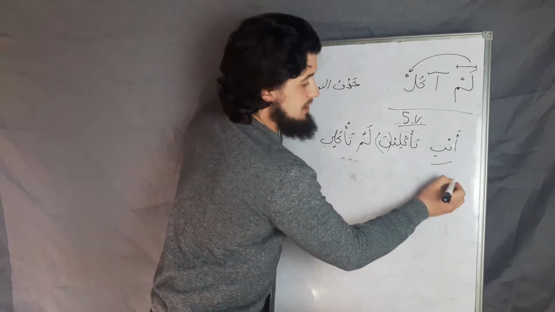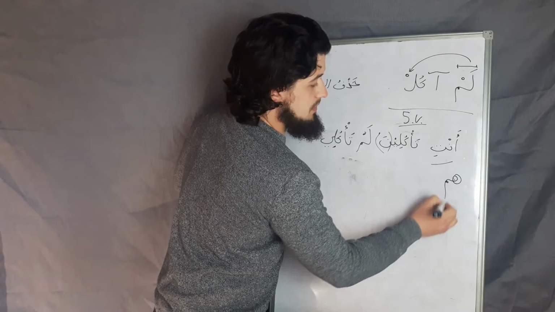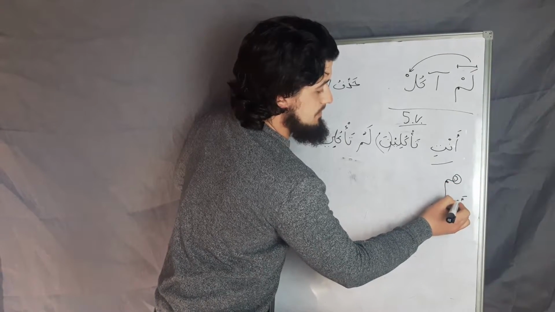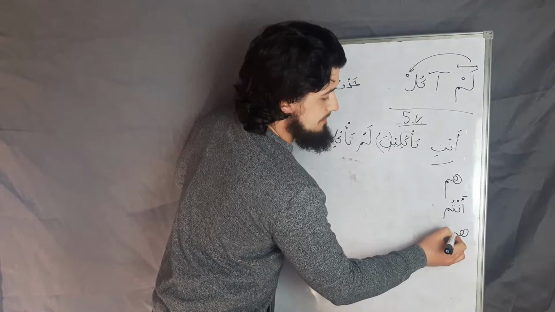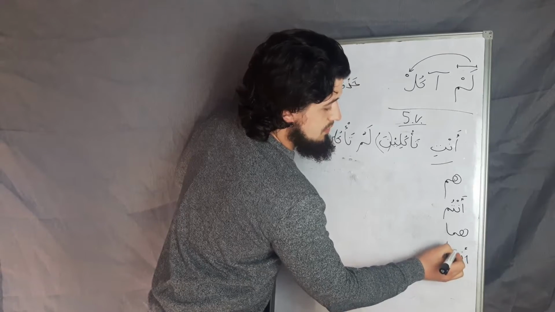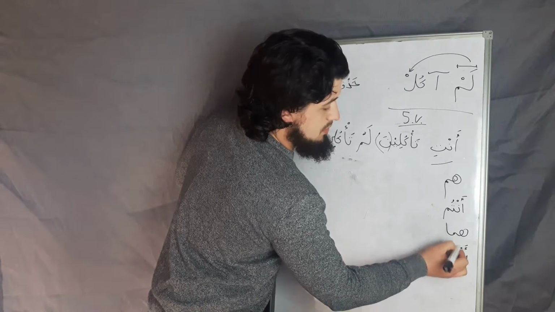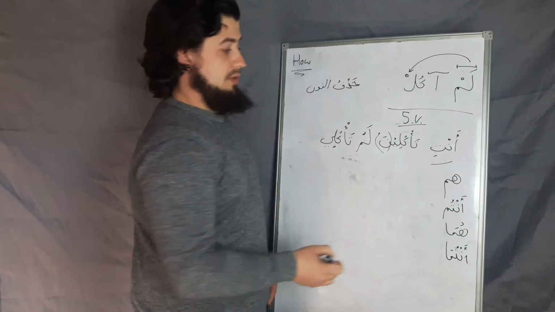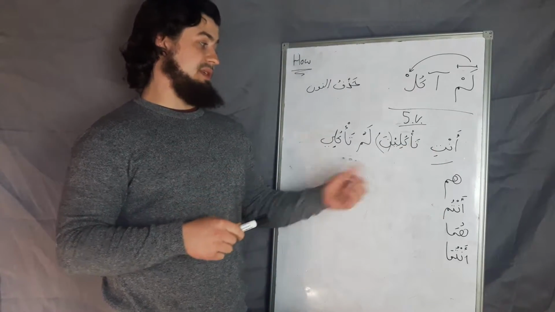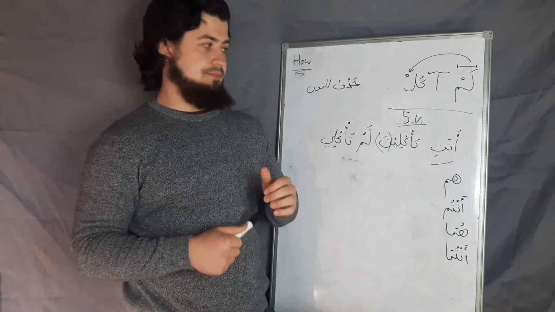But the others are hum, antum, huma, and antuma. Huma and antuma. Those are the 5. Yeah, they're known as al-af'al al-khamsa, the 5 verbs that do this, that you cut the noon off on the end.